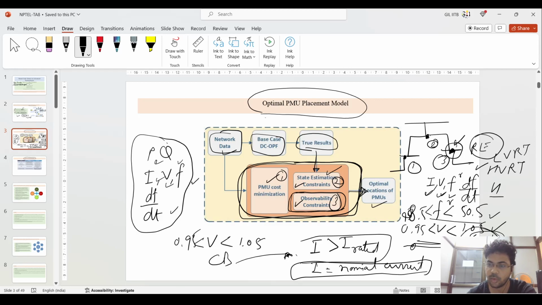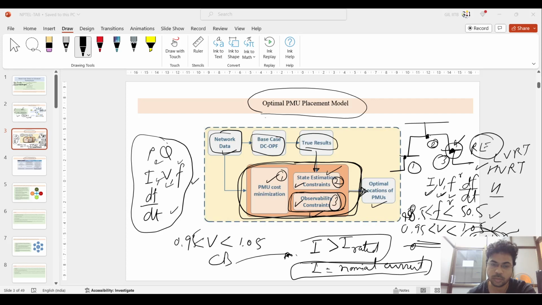So at which location should you put this PMU? You should put it at the tenth bus, where the number of times it goes above 10 times. That is the optimal location. So this is a kind of observability constant. You should take into consideration where your voltage threshold is exceeded more number of times. That is the observability constant.